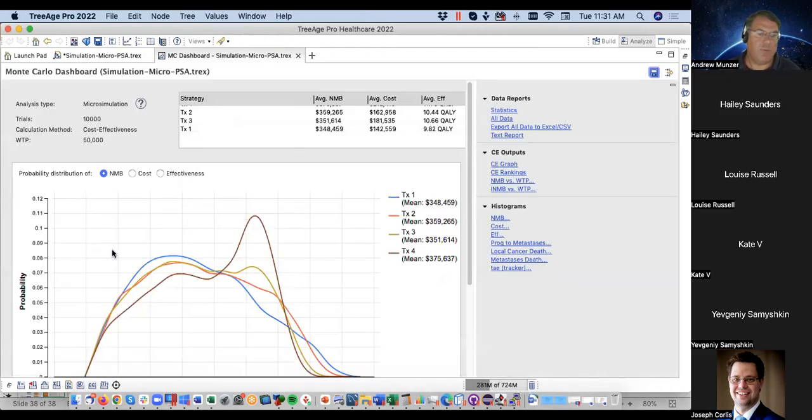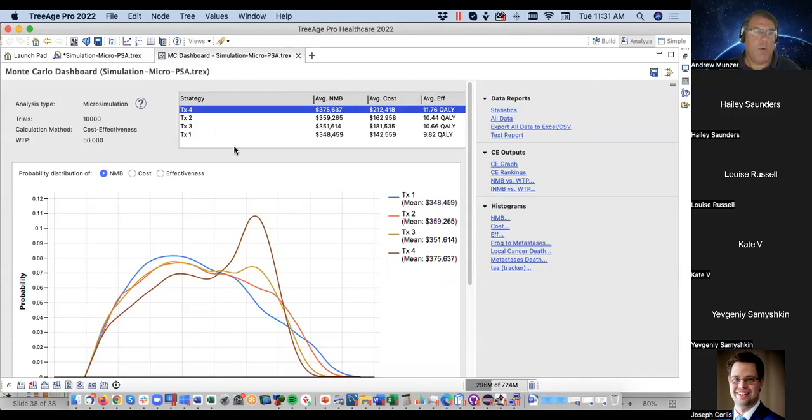And this is the dashboard for a micro simulation model. Okay. Now, what are we looking at now? So what's a micro simulation? It's individual runs through the model. So we ran 10,000 patients through this model, each of the 4 strategies. So it's just telling you that it's a cost effectiveness model. Here's our willingness to pay.